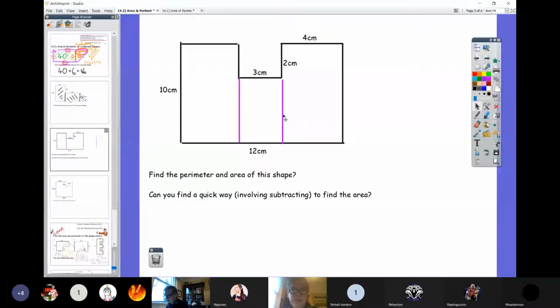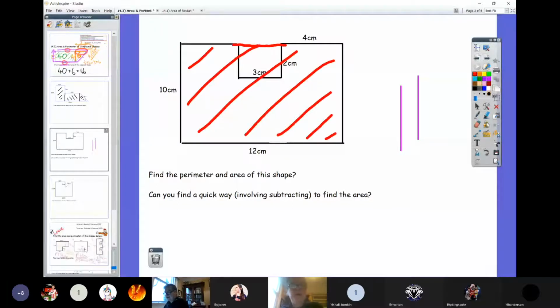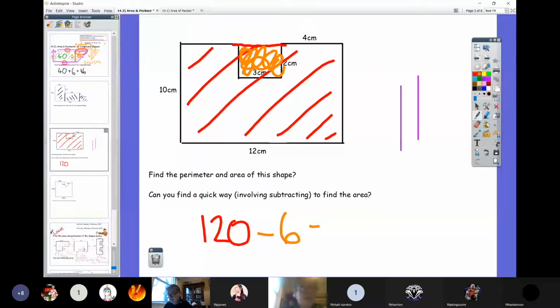But alternatively, you might be clever and say, if you worked out the area of the whole shape, it would be 10 times 12, which is 120. And then just take away that little bit that you don't want. Take away that little bit in orange. So a little bit in orange is 6. Now that's not part of the shape. So a quick way to get that answer would be to take away that bit. Right, so that's just a little tip.